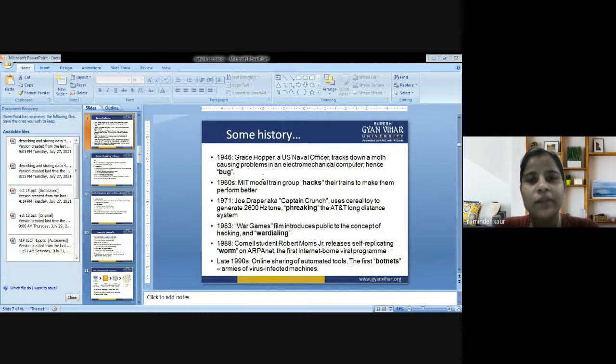So next, there is some history associated with this. So what is the history? Just have a look. In 1946, Grace Hopper, a US naval officer, tracks down a moth causing problems in an electromechanical computer, hence the term bug. Next, in the 1960s, the MIT model train group hacks their trains to make them perform better.